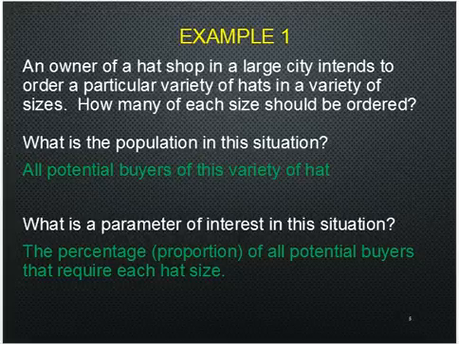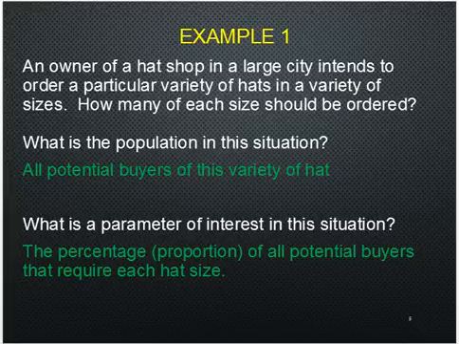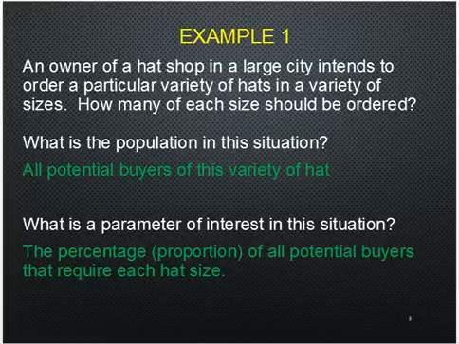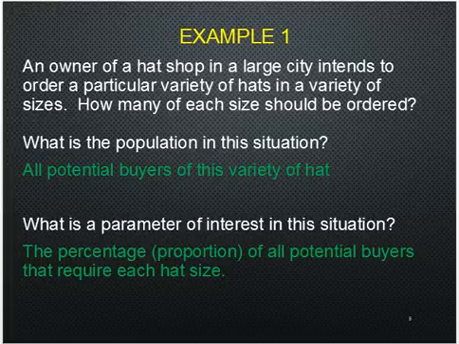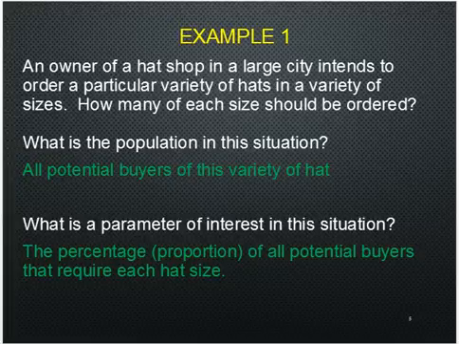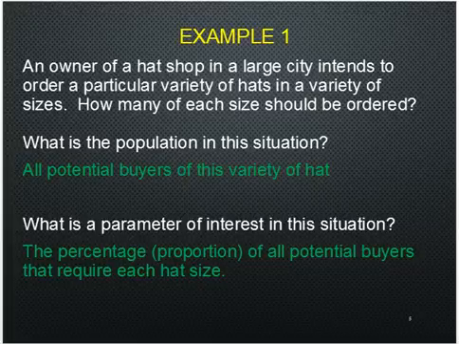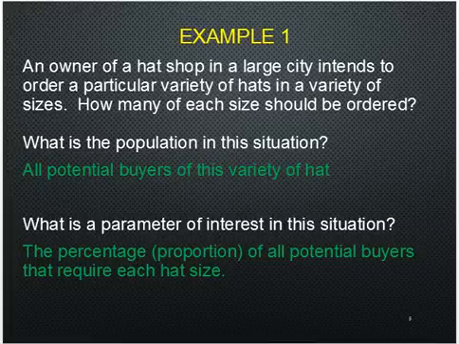What is the parameter of interest in this situation? Well, you want to determine as a purchaser how many hats you should order of each size. So the parameter of interest is the percentage or proportion of all potential buyers that require each hat size. Again, note, this is the idea of a population. You couldn't possibly go out and measure every individual's head size who might potentially be buying this hat. It's what we'd like to estimate, but the reason we can't do it directly is we can't ask everybody.